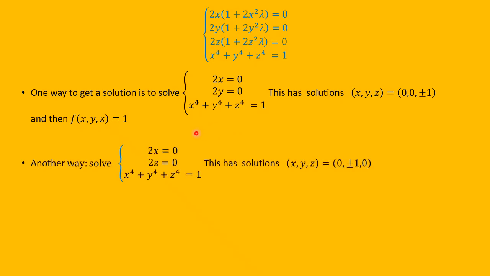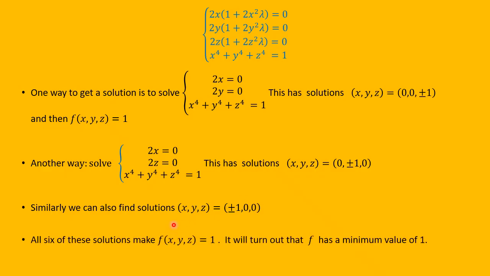But instead, we could look at the first and third equations, let x and z be 0, so that these equations are satisfied, and then try to find the y that will make this true. And once again, if x and z are both 0, then that's going to force y to the 4th to equal 1, which means that y has to be plus or minus 1, and x and z are the zeros. Similarly, we can find solutions where x is plus or minus 1, y and z are 0.